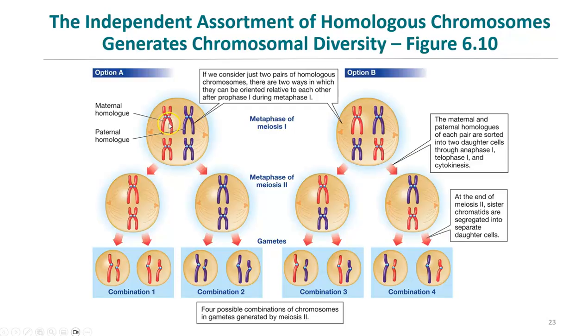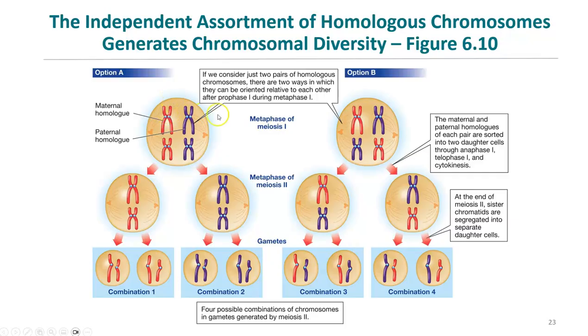On the left, they're showing the maternal chromosome in red and the paternal one in purple. In this case, we could have the large chromosome from the mom lining up right above the small chromosome from the mom. Over in option B, it's switched so that the large chromosome from mom is right above the small chromosome from dad. How they line up, we said, is completely random, right? Each homologous pair will line up irrespective of the other pair.